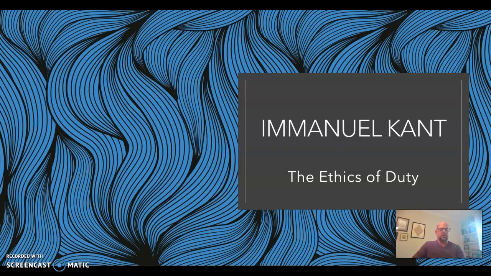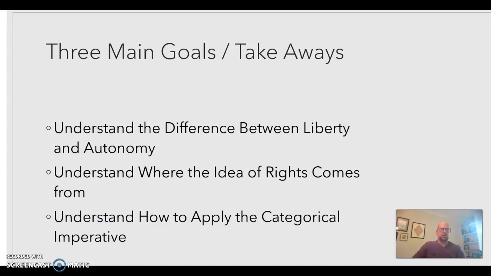All right, so let's take a look at some of the main takeaways from Kant. So really, I want you guys to be able to do 3 things with Kant. I want you to understand the difference between liberty and autonomy, because both liberty and autonomy often are used as synonyms for freedom. And we've understood the concept of liberty from Mill and the right to do whatever you want unless it harms others. And autonomy is going to be different.